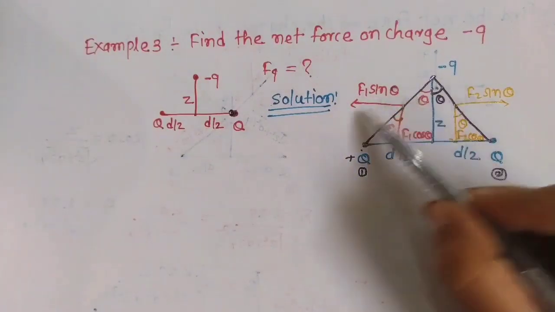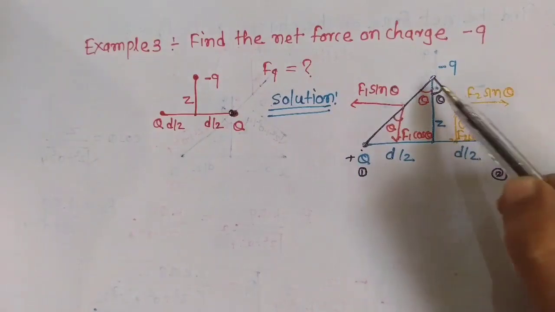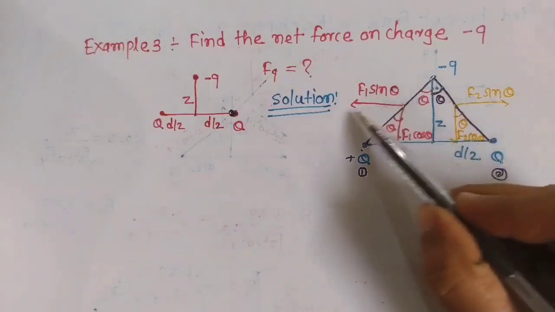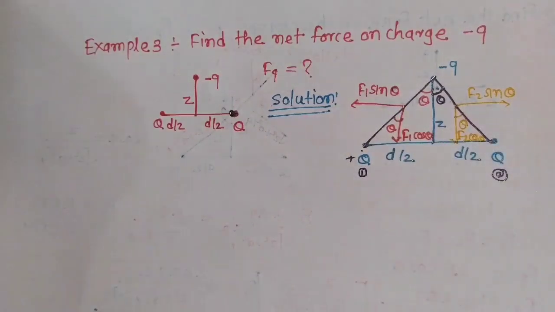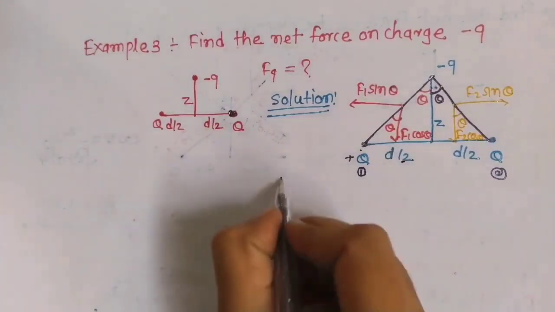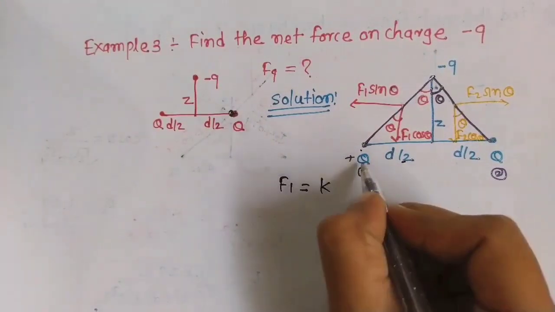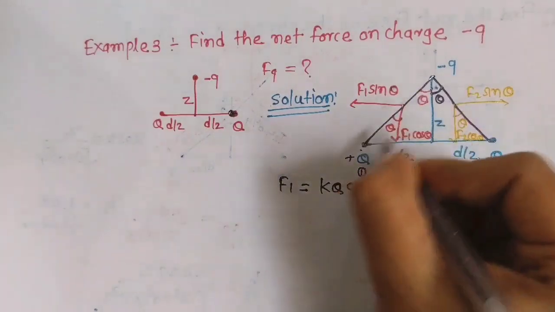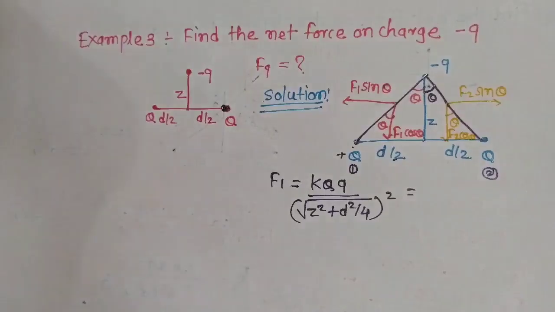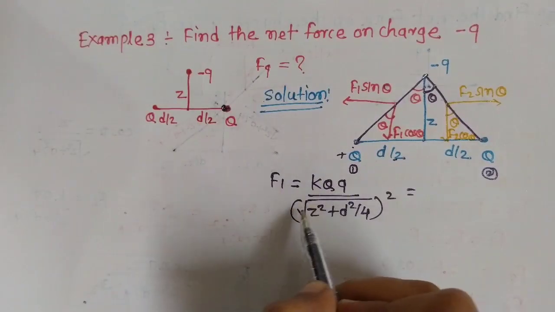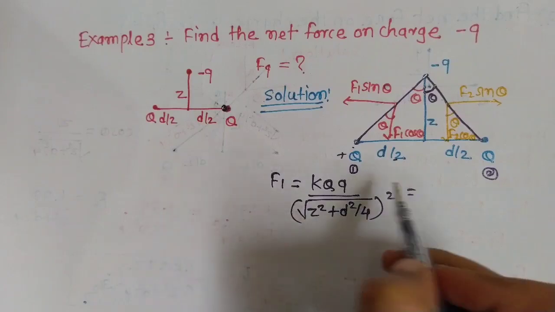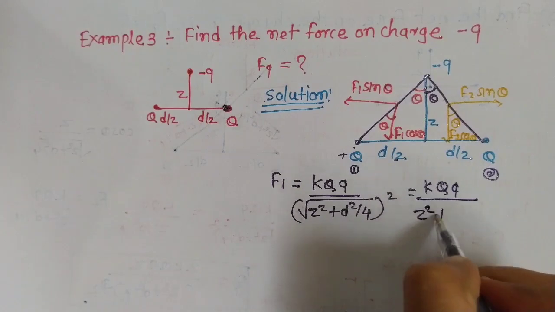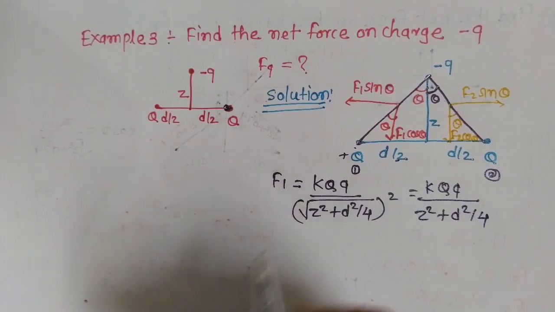This is Q, this is Q. F1 cos theta and F2 cos theta are both in the downward direction, and F1 sin theta and F2 sin theta are in opposite directions. F1 is equal to kQq upon the distance squared, where the distance is under root z square plus d square by 4. So we can write it as kQq upon z square plus d square by 4.